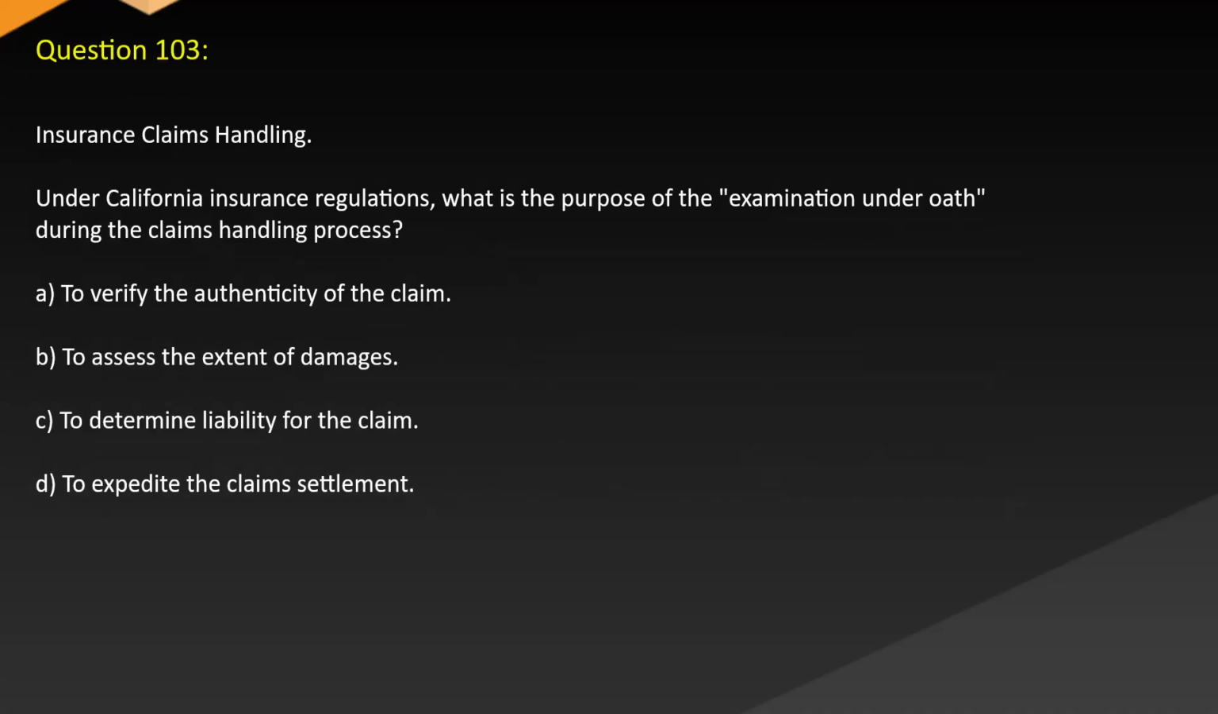Question 103. Insurance claims handling. Under California insurance regulations, what is the purpose of the examination under oath during the claims handling process? A. To verify the authenticity of the claim. B. To assess the extent of damages. C. To determine liability for the claim. D. To expedite the claim's settlement.